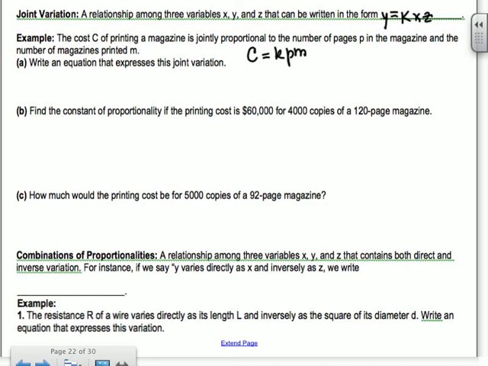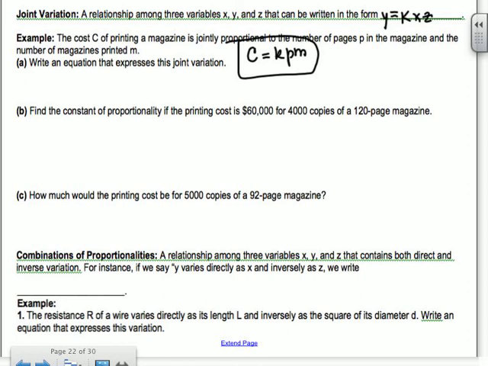So basically it's saying like, oh, if it's 20 cents for a color copy for each page, you multiply by the number of pages in the magazine, then you multiply by the number of magazines you're printing. That's going to be your total cost of the magazine. All right, so that's our equation.